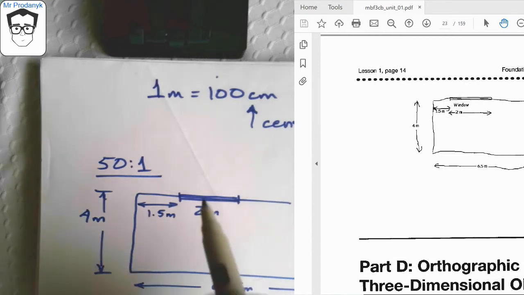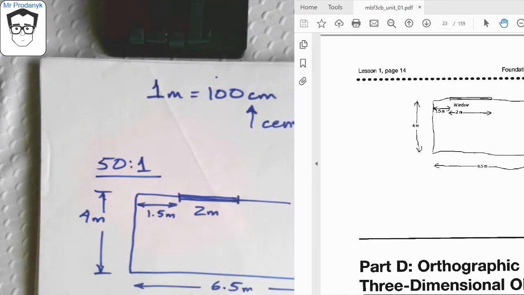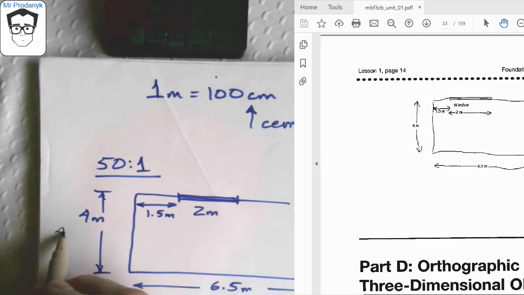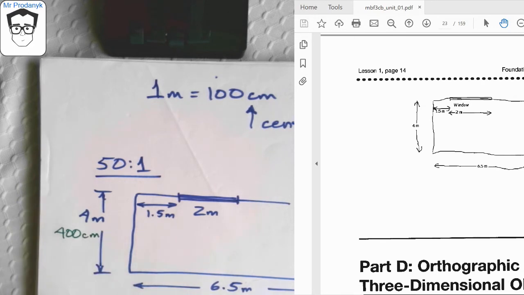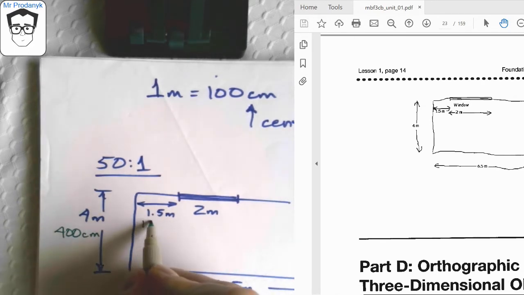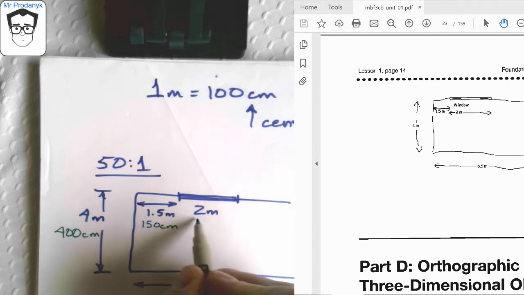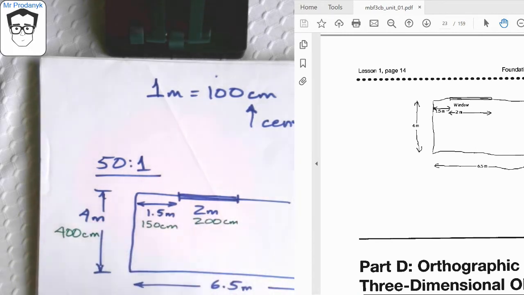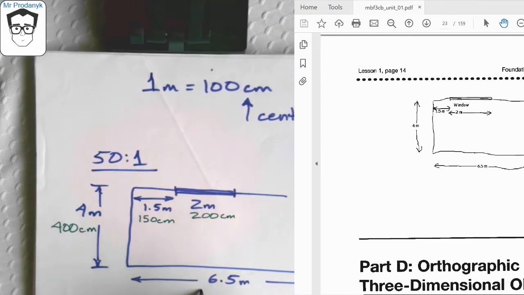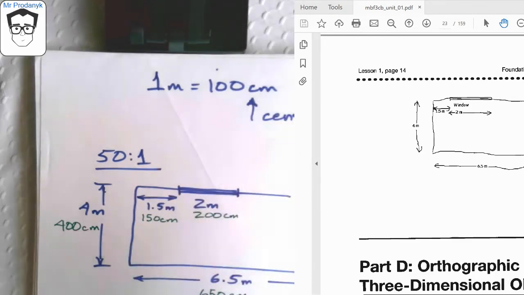Or 1 to 50. So first thing we need to do is convert the 4 meters into centimeters. So this becomes 400 centimeters. 1.5 meters is 150 centimeters. 2 becomes 200 centimeters, and the 6.5 on the bottom becomes 650 centimeters across the bottom, just to go through a few of these drawings here. And now we need to divide all of these by 50 to get them into our scale length that we're going to use for our drawing.